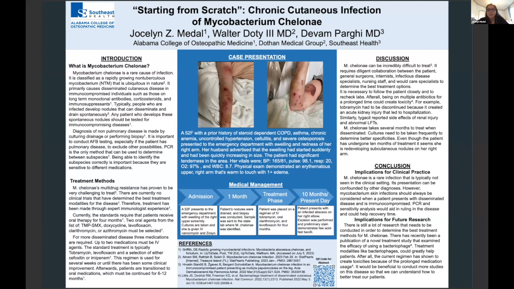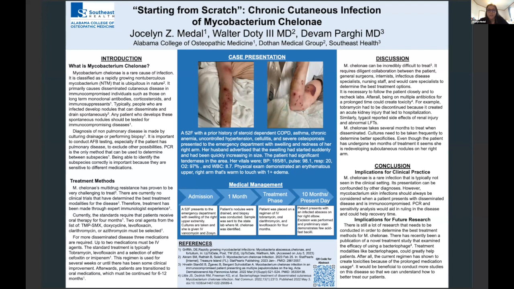In terms of treatment modalities, Mycobacterium chelonae is very hard to treat. There are currently no clinical trials that have determined the best treatment modalities. However, the clinical standard is that patients receive oral therapy for 4 months, with 2 oral agents from the list of trimethoprim sulfamethoxazole, doxycycline, levofloxacin, clarithromycin, or azithromycin.